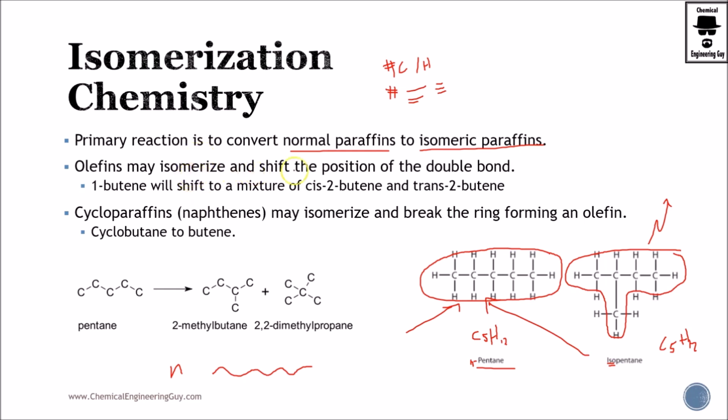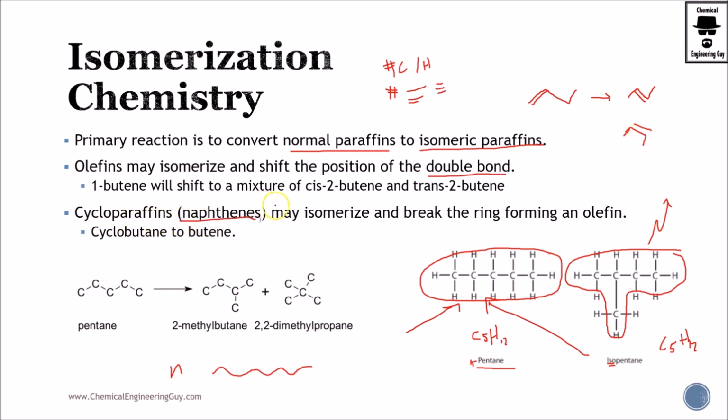Olefins may isomerize and shift the position of the double bond, so that's interesting. So we have here 1-butene. 1-butene is something like this: 1 carbon, 2 carbons, 3 carbons, 4 carbons. 1-butene has the double bond here. What we try to do is to convert this to either this one right here or this one right here. And then, of course, we try to hydrogenate this in order to convert it to a useful material.